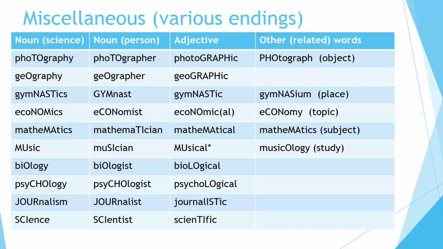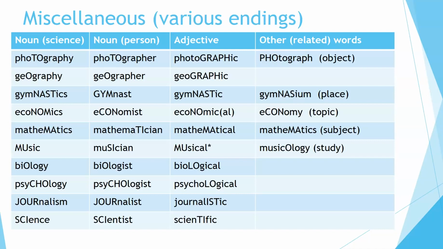I'll read these from top to bottom so you can see the patterns. They don't all fit, but there are some general patterns here. Column 1, noun, science, activity, field, hobby. Photography, geography, gymnastics, economics, mathematics, music, biology, psychology, journalism, science. Column 2, the person, photographer, geographer, gymnast, economist, mathematician, musician, biologist, psychologist, journalist, scientist.